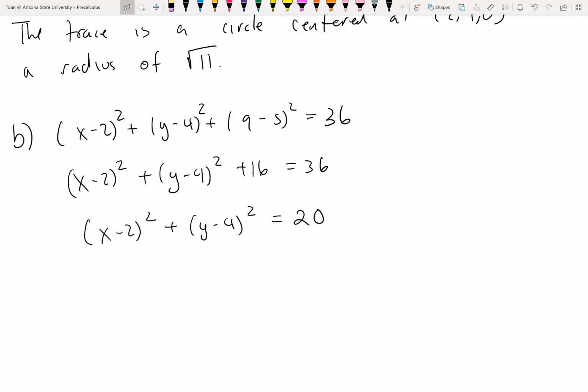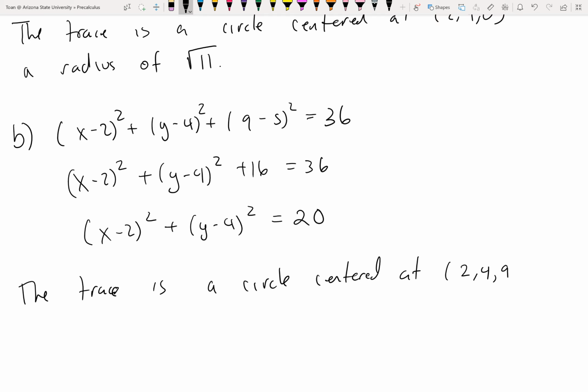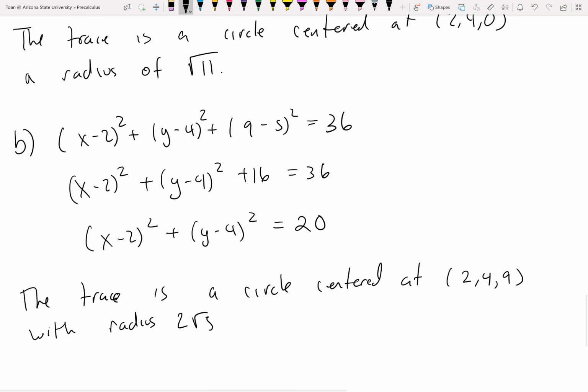So now we can describe it. The trace is a circle centered at 2, 4, but the z-coordinate is now 9, with radius. Remember, this is always going to be radius squared, so the radius is the square root of that. Square root of 20 is 2 root 5. Yep, there we go.